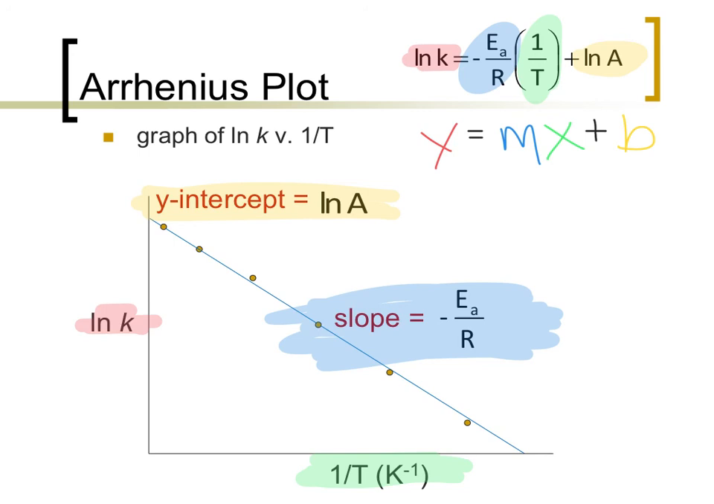So we have the y-axis being ln K, the slope being negative activation energy over R, the x-axis being the inverse temperature, and the y-intercept, the b, being the natural log of A. So we can see how this all lines up to give us something graphable.